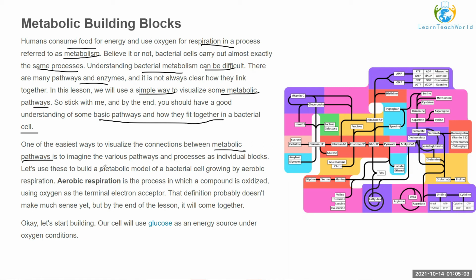Let's use this to build a metabolic model of bacterial cells that are going to grow in aerobic conditions. So what is this aerobic condition? Here the compound that is going to be used in the process is oxidized, using oxygen as the terminal electron acceptor. Now that may not make sense yet, but by the end of the lesson you will get to know what is happening.